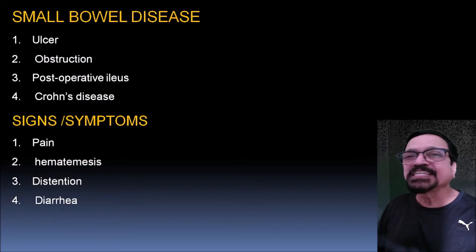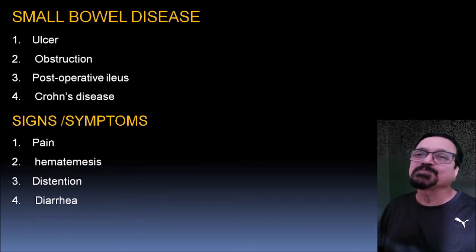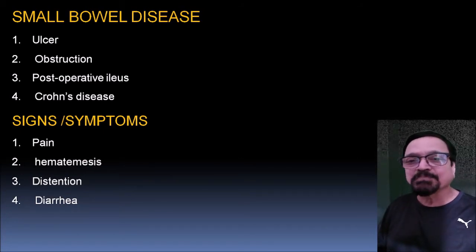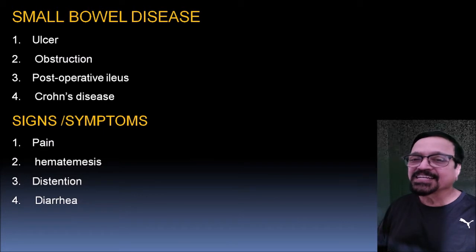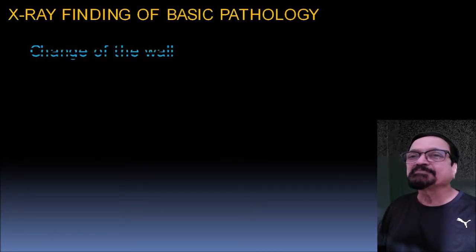Now small bowel diseases, what can there be? There can be ulcer, there can be obstruction, there can be post-operative ileus, there can be Crohn's disease. Then the signs and symptoms include pain, hematemesis, distension and diarrhea. Now X-ray findings of the basic pathologies.